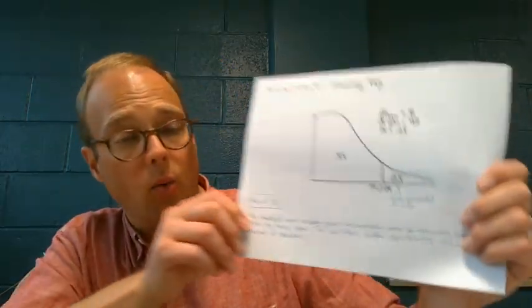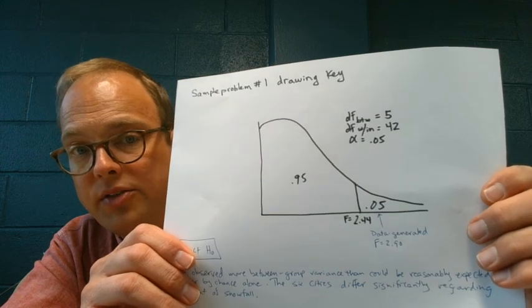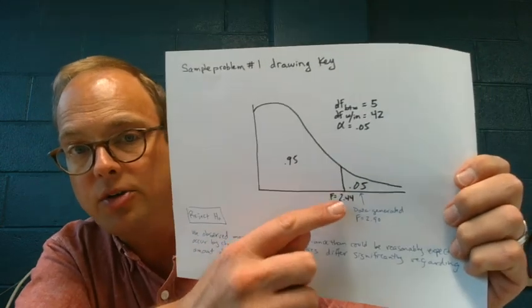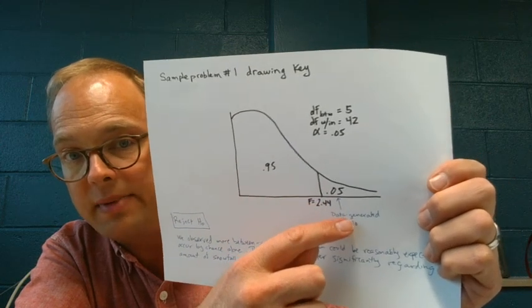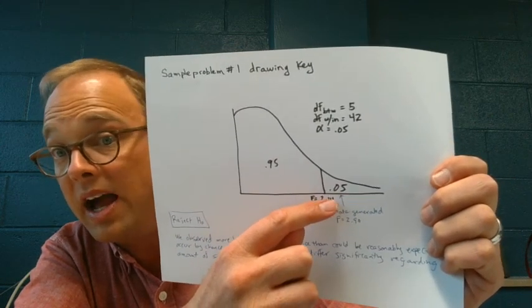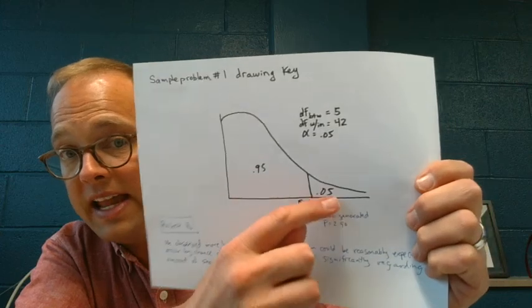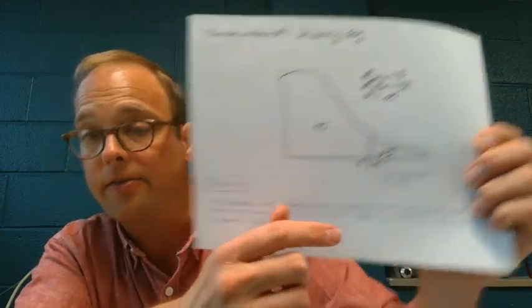Now, you may recall from the first sheet, I'm asking you to assume a data-generated F value of 2.90. Well, where would a data-generated value of 2.90 fall? If I know that 2.44 is here, that's the tabled F value. That means my data-generated value fell beyond that. It fell in the tail, right? Therefore, we reject the null hypothesis of equality.